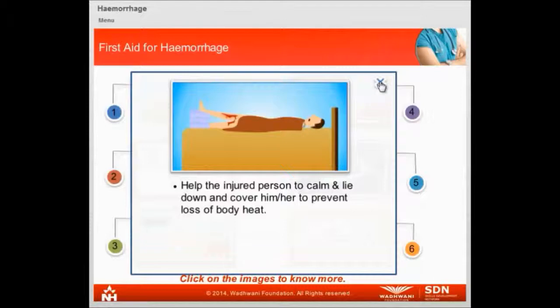Help the injured person to calm down and lie down, thus increasing blood flow to the brain and reducing chances of fainting. Cover the person to prevent loss of body heat. If possible, position the person's head slightly lower than the trunk or elevate the legs and elevate the site of bleeding. But in case of head injury, remember the head should be elevated than the trunk.